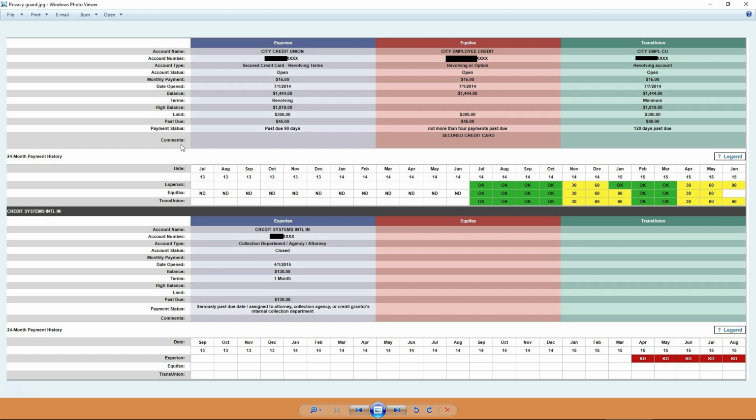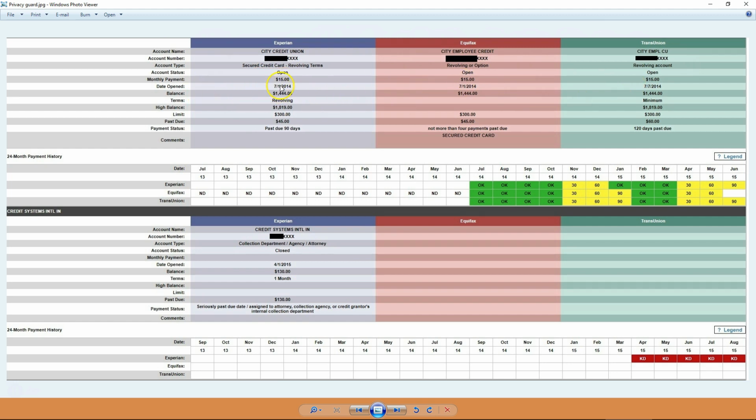So again, whenever you're looking at the Privacy Guard credit report, you want to go line by line. So we start with account name. You look at this city credit union, then you got city employee credit. So again, this is all wrong. So that's a dispute. It needs to be 100% accurate. The reporting needs to be 100% accurate, okay? All right, so again, here we got a secured credit card, revolving terms, then we got revolving option, revolving account. Okay, that's okay. Open. Okay, so we got monthly payment, $15.